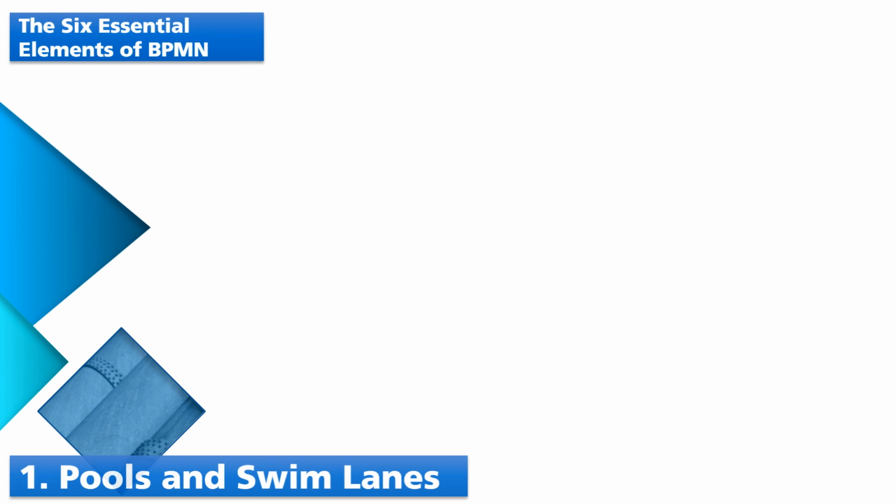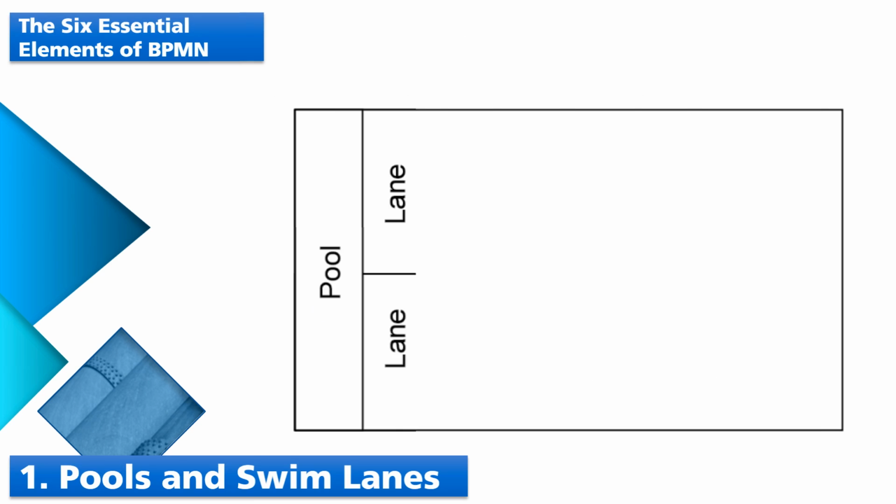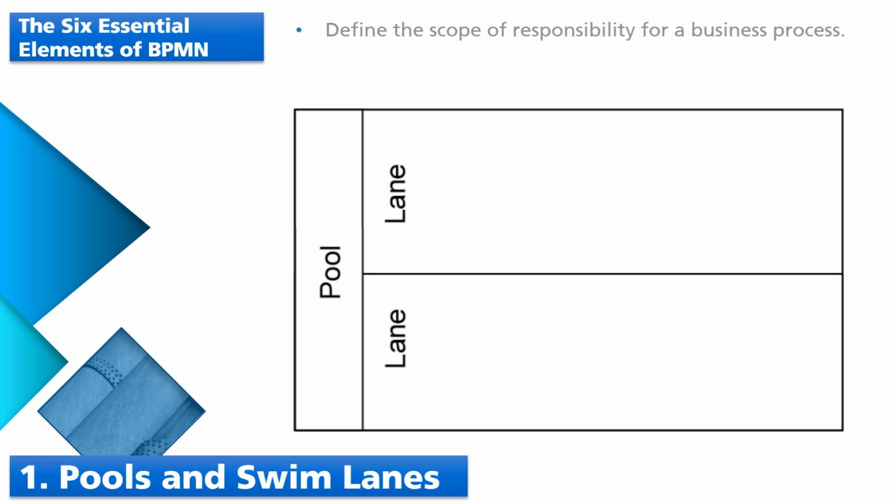1. Pools and swim lanes. Pools and their swim lanes define the scope of responsibility for a business process. The responsible parties are the roles of an organization, the people, departments, divisions, or other groups that individually or collectively have primary responsibility for the process.